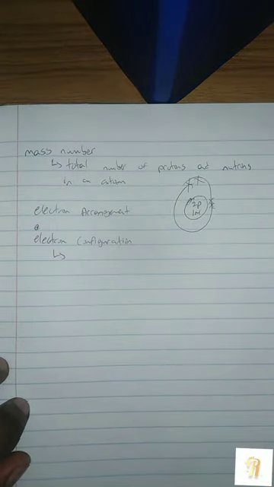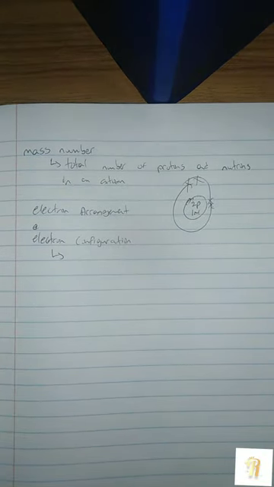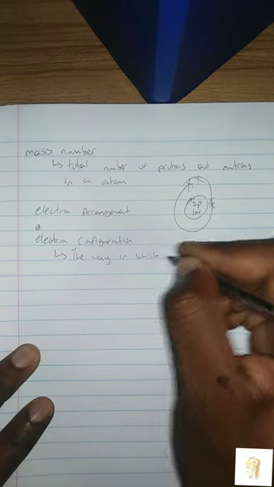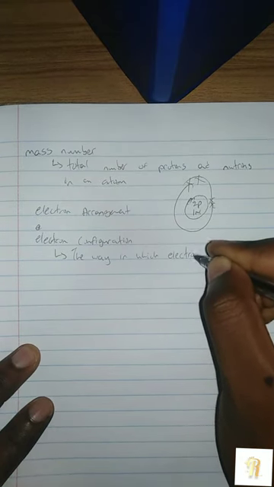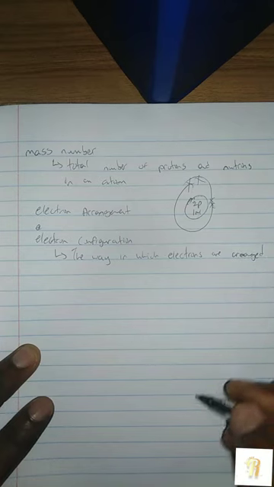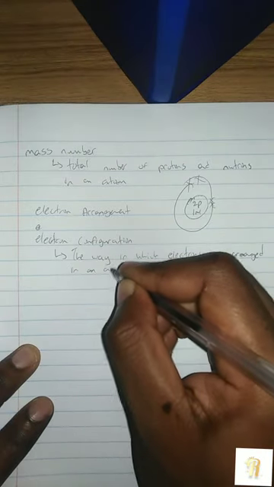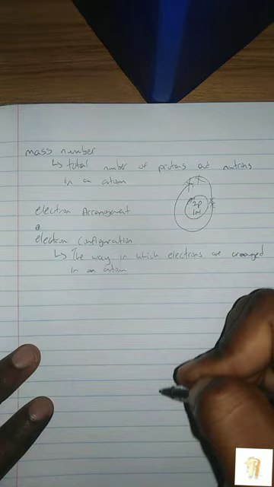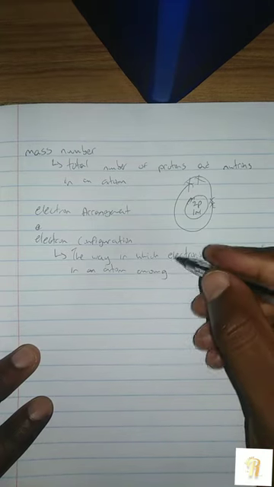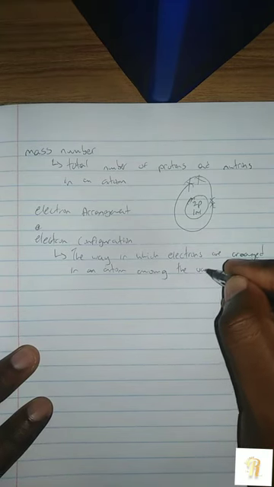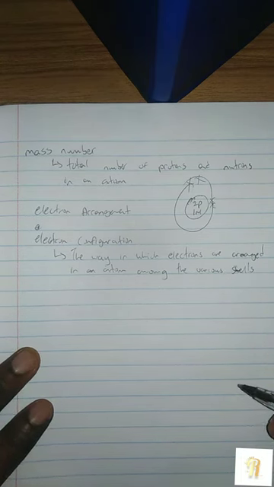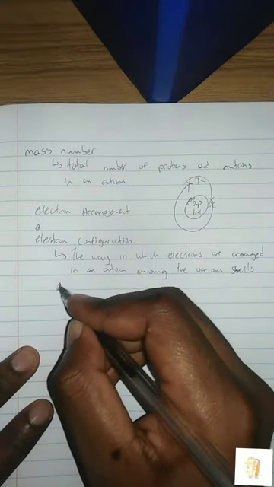So what is electronic configuration? This is the way in which electrons are arranged in an atom among the various shells. So that is what we call electron configuration. So let's have points under electron configuration.